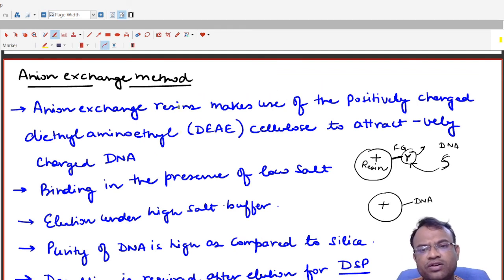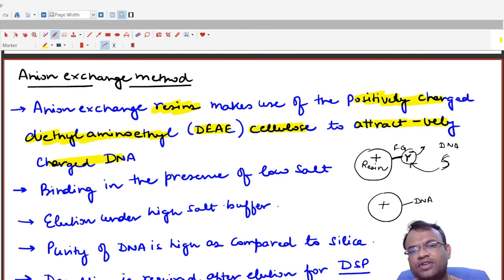So over here the resins are basically positively charged. One such example is diethyl aminoethyl, DEAE cellulose. Okay, so what does it do? It attracts the negatively charged DNA. Negatively charged DNA is attracted to this because the resin itself is positively charged.